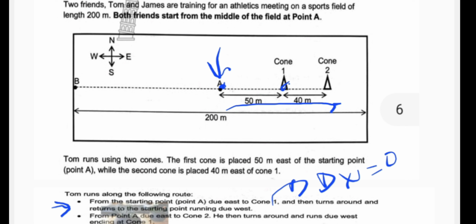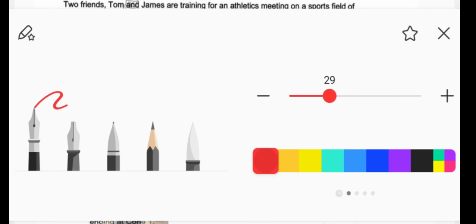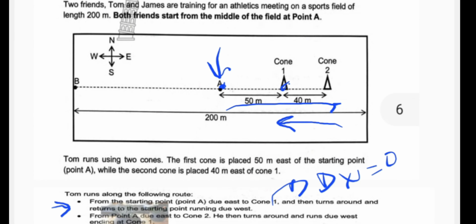He then turns around and runs due west, ending at cone 1. So they ask a very simple question here. In actual fact, what they are asking you is what is the resultant vector of course. That is what they are simply asking here, which is this position here. Remember the question that they asked is what is his position relative to the initial point. So we can see definitely it's simply 50 meters.